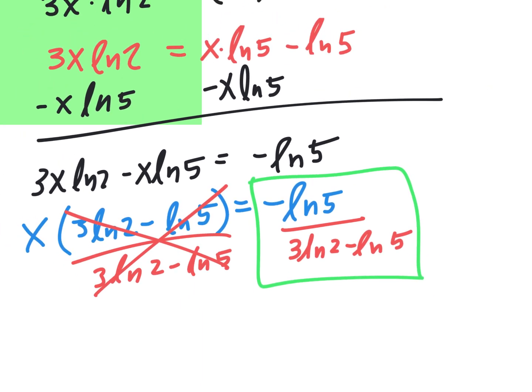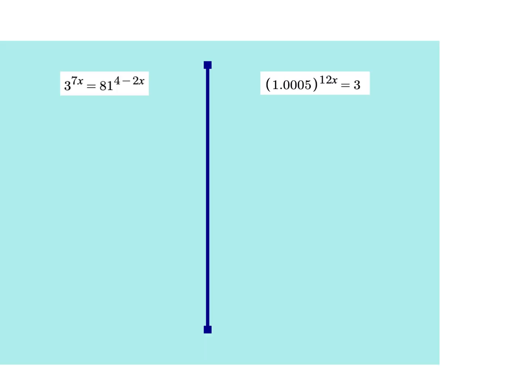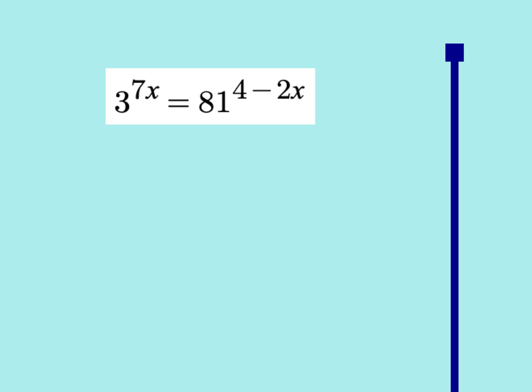Nice job. All right. So this kind, I would not do the ln trick on. I would make the bases the same. So I'll save you some time and I'll tell you that 3 to the 4th is equal to 81. Knowing that, try this one. 3 to the 4th is 81. So Naomi, I have replaced the 81 with 3 to the 4th. Tell me what to do now.